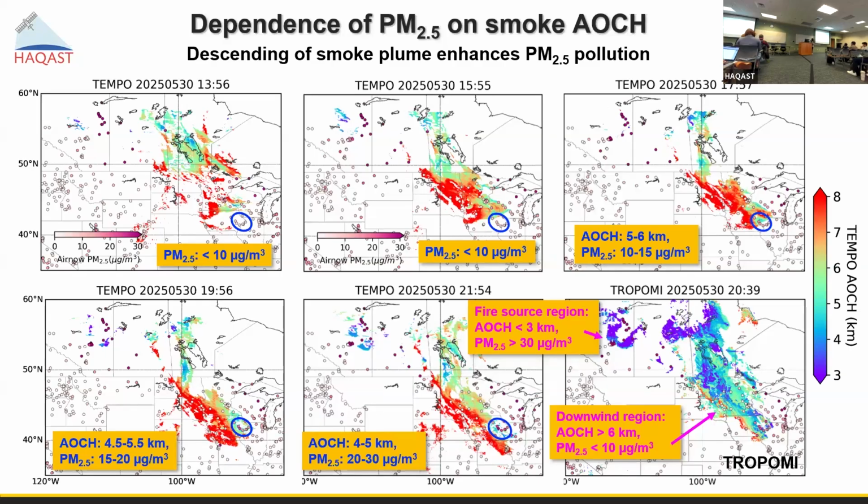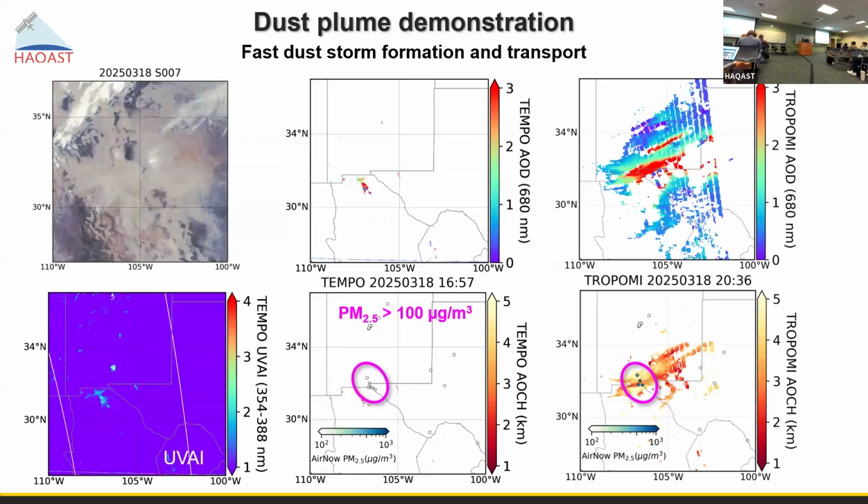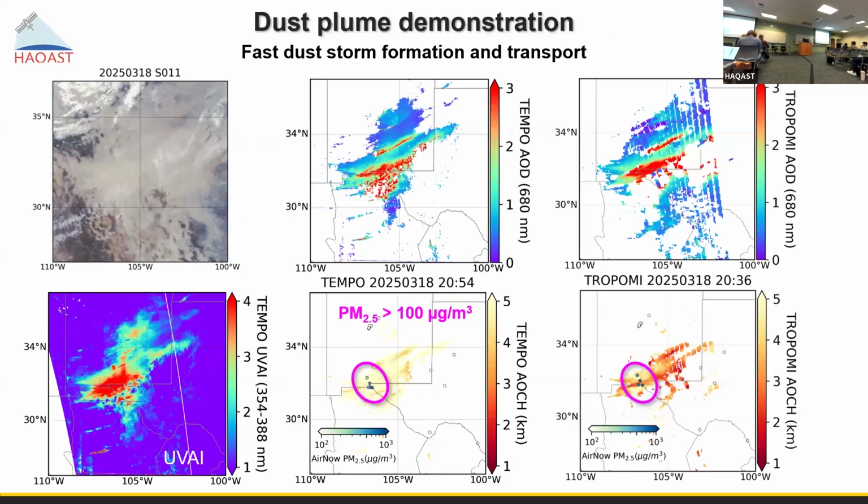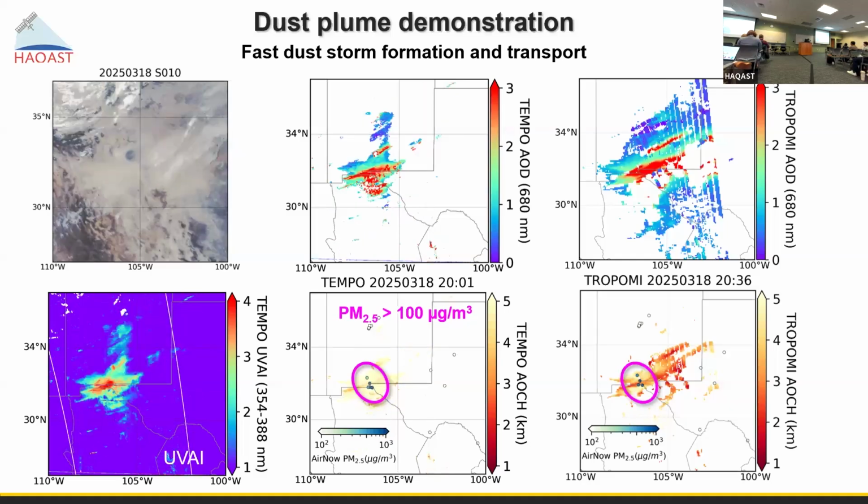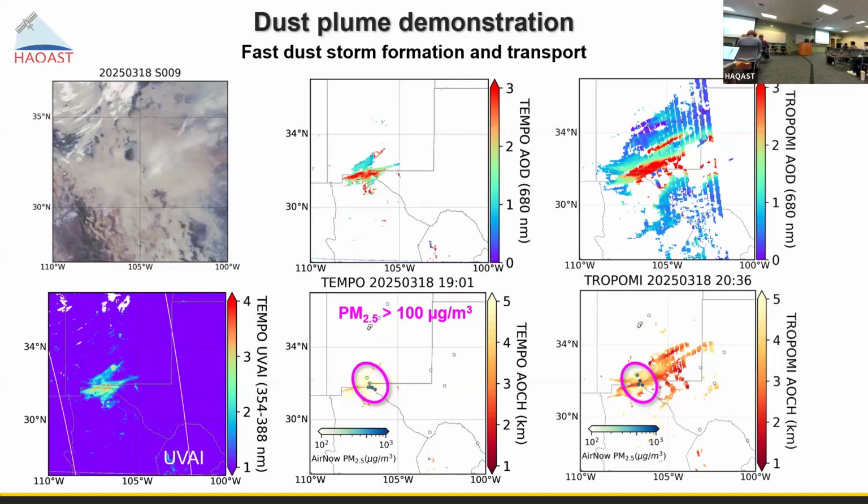So the LSH becomes lower and lower, and the PM2.5 increases a lot. So that shows the significant correlation of the surface PM2.5 with these LSH observations. So here is another dust plume case, also last year in New Mexico and Texas.